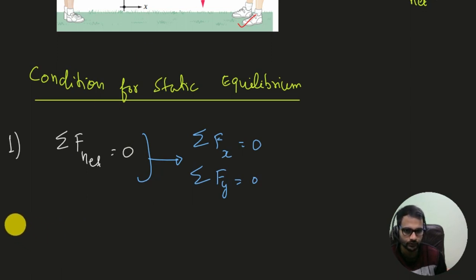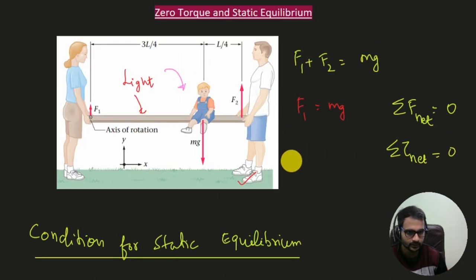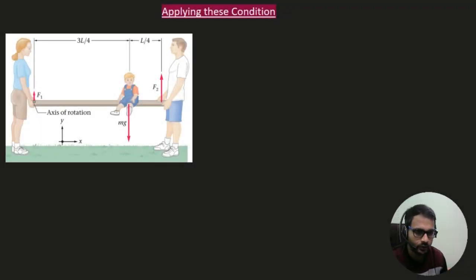Next condition, which is very important, is that the net torque on the system should be equal to zero. So these are the two and the only two conditions for the system to be in static equilibrium. Now let's apply these two conditions over this example that we have taken.